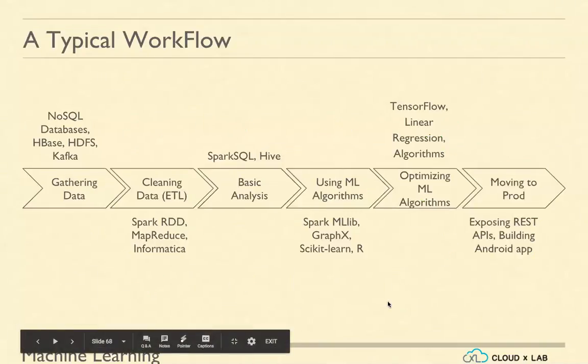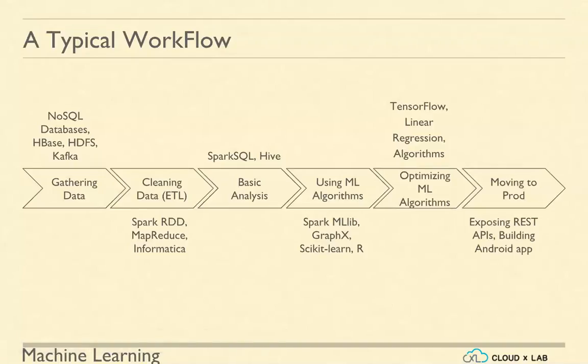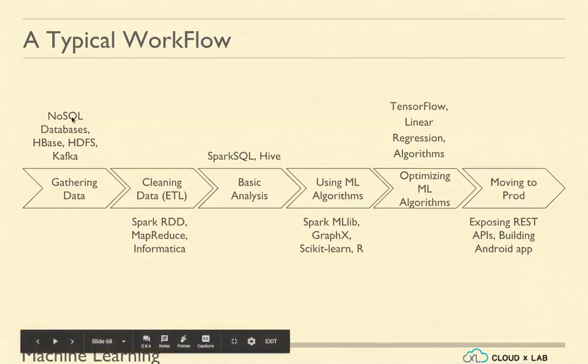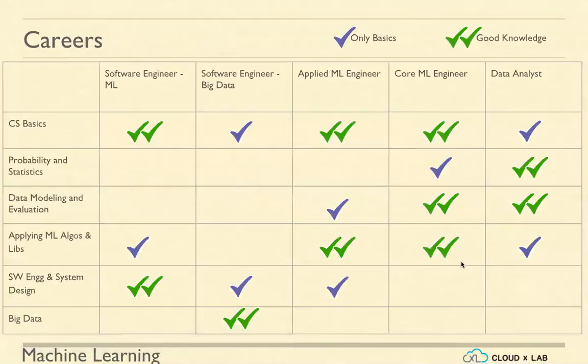So this is the general mechanism. We gather the data, we clean the data, we do the basic analysis, then we apply ML algorithms, then we further optimize the ML algorithm by tuning, by figuring out better ways of representing data and so on, and then we move it to production. And these are the skills that are required to achieve these steps, okay? Then these are the various careers. There are careers like software engineer in machine learning, software engineer in big data, applied machine learning, core machine learning, and data analyst, right? So these are the various careers in the big data domain.